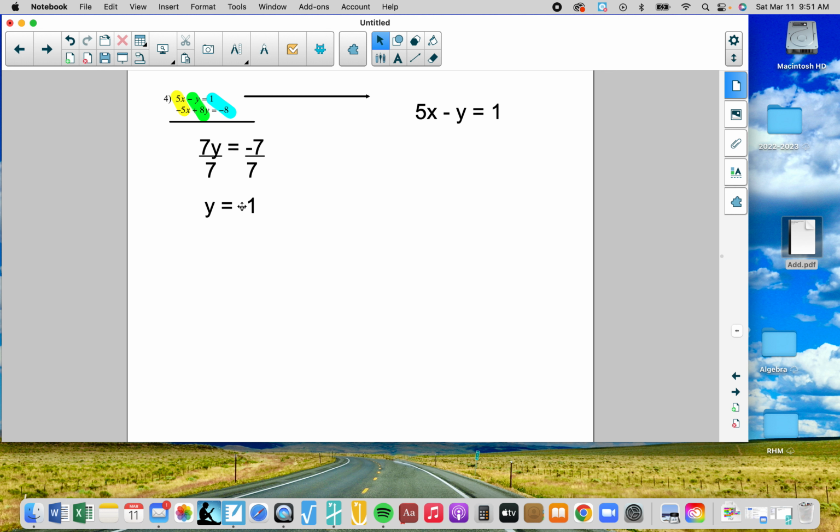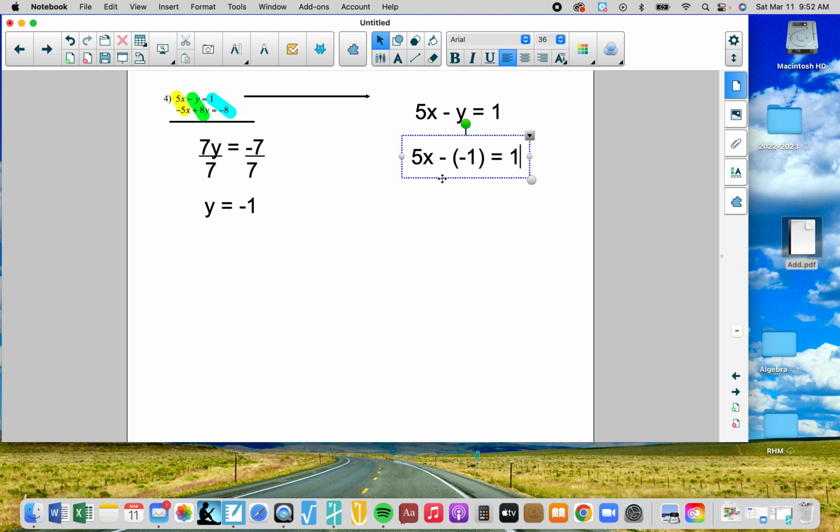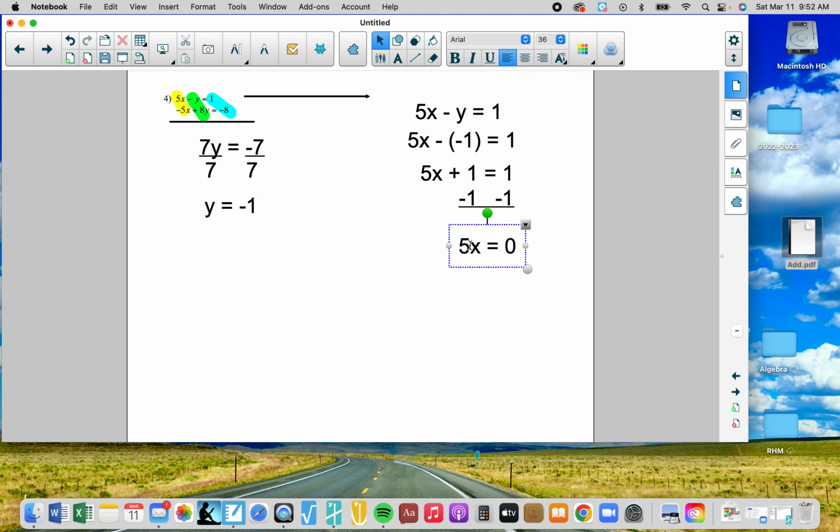So when we plug in this -1, this negative sign is not this negative sign. This says the opposite of my y value. The opposite of my y value would look like this. 5x minus my y value. So I'm going to have minus -1. So we'll simplify that. Ooh, that's a good one. Look at this. -1. -1, we get 5x equals 0.